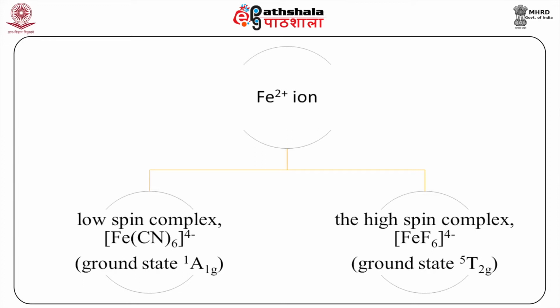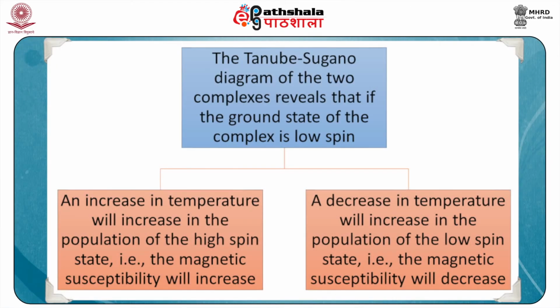The Tanabe-Sugano diagram of these two complexes is shown here. Now, a change in temperature will lead to an alteration in the population of the two spin states. The Tanabe-Sugano diagram of the two complexes reveals that if the ground state of the complex is low spin, then first, an increase in temperature will increase the population of the high spin state, which means the magnetic susceptibility will increase. Second, a decrease in temperature will increase the population of the low spin state, which means the magnetic susceptibility will decrease.